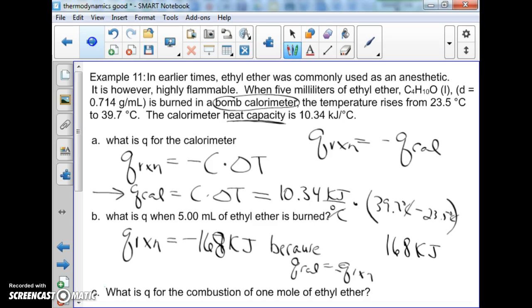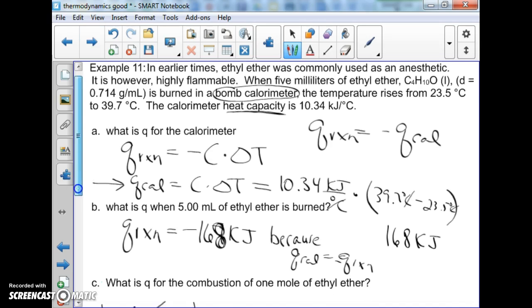Oops, I'm sorry, this should be an 8. It doesn't change by 1 kilojoule. I was just being sloppy. Questions about that piece?